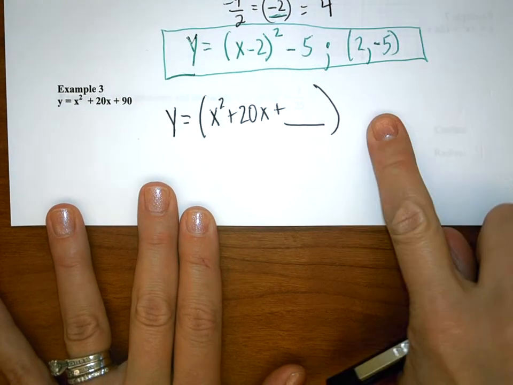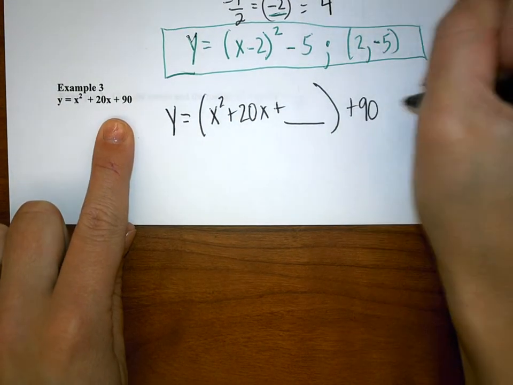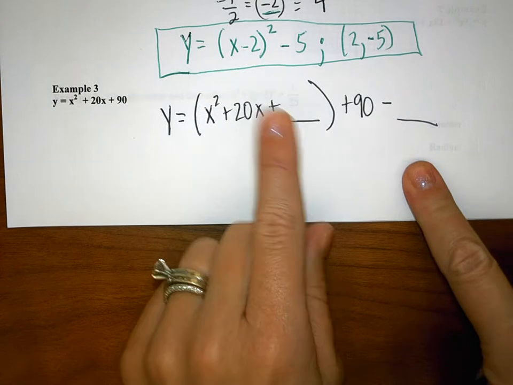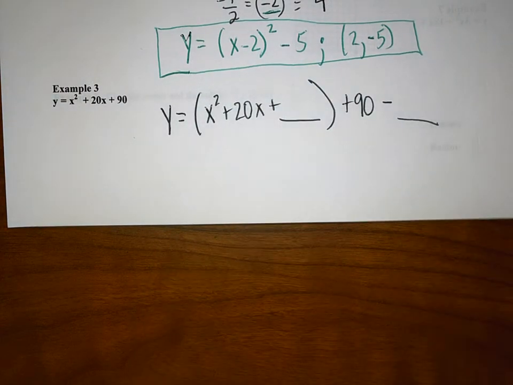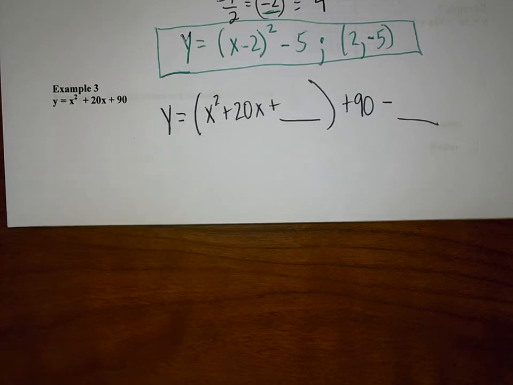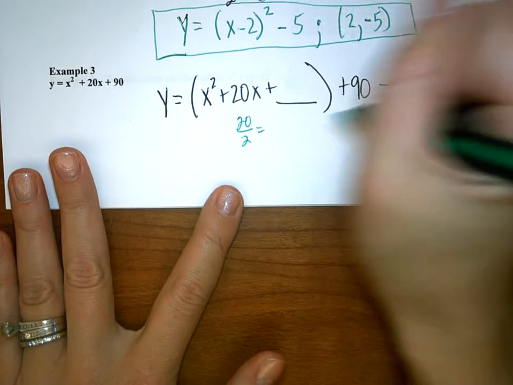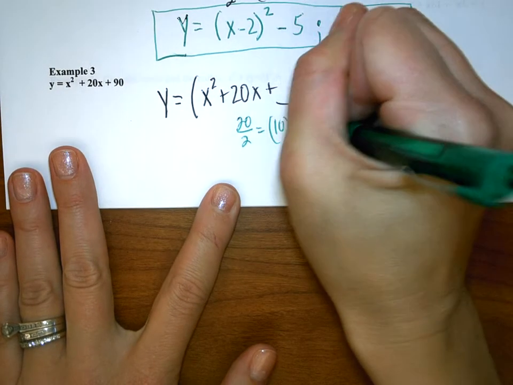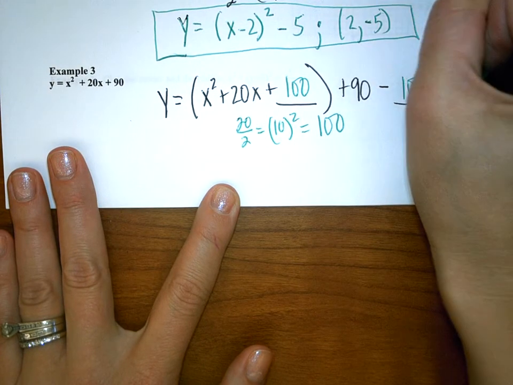What goes on the outside over here? Your +90, and what else? And a minus a blank, because if I add a blank, I also need to subtract it so it balances out. Okay? How will I find my c value that I want? Good. 20 divided by 2 is 10, and 10 squared is 100. So 100 goes in each of my blanks.